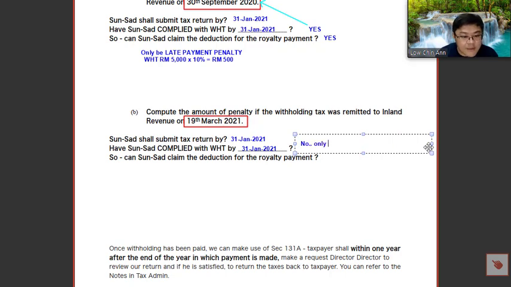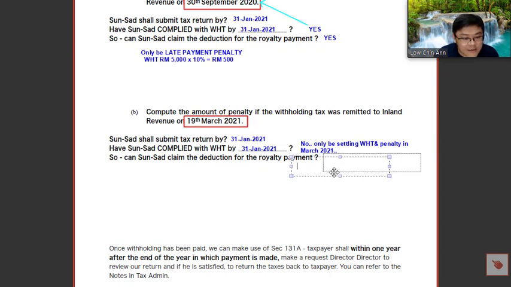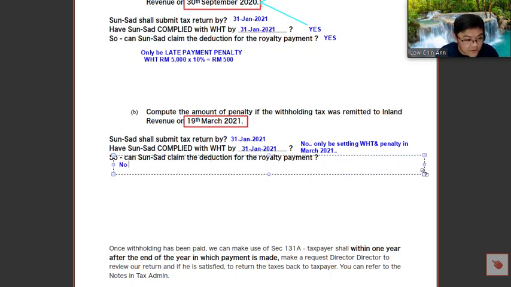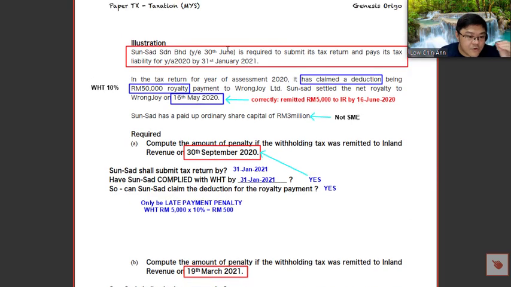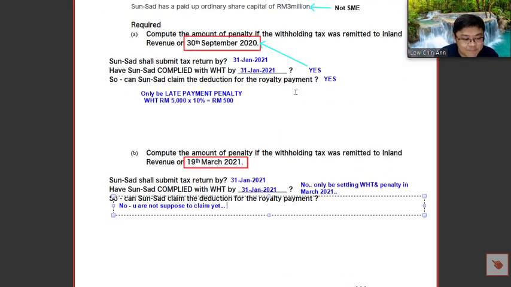Because you will only be settling the withholding taxes and the penalty in March. That means in January 2021, you've not settled. If you have not settled, can you claim the deduction? No, you are not supposed to claim yet. But the question said you have already claimed.